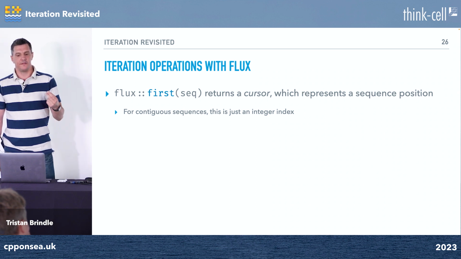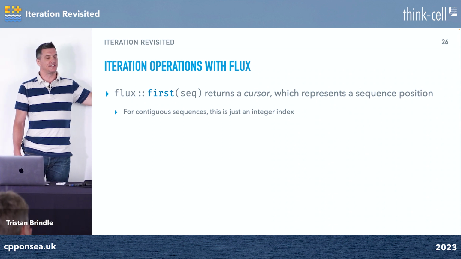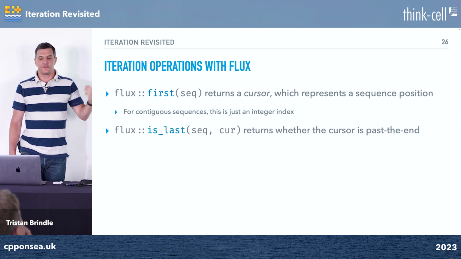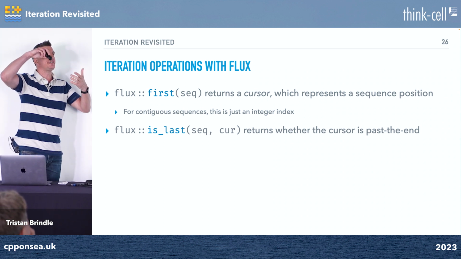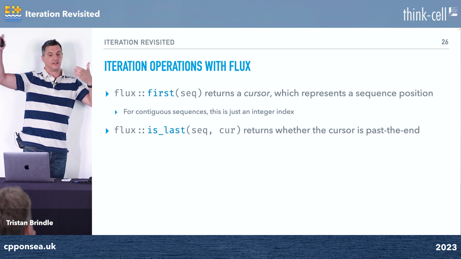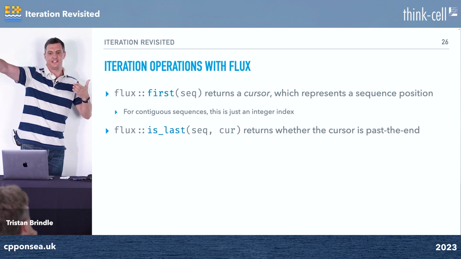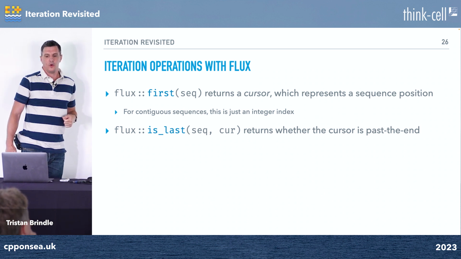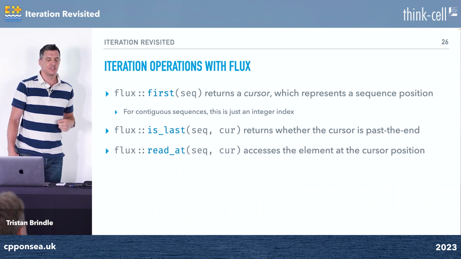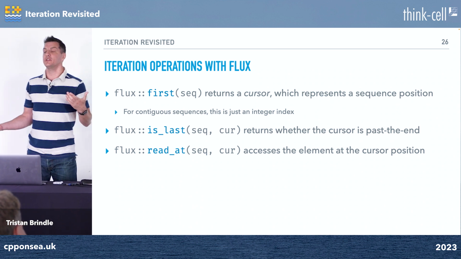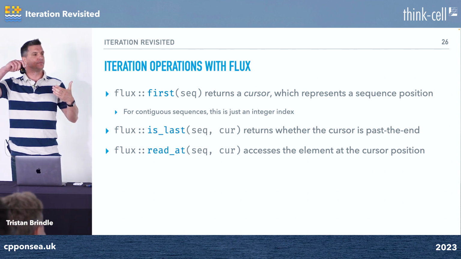Okay, so first returns you a cursor representing the position at the start of the sequence. We have this function isLast. This is our end check. What this does is it says to the sequence, please can you tell me whether or not this cursor is a past the end cursor, whether I have finished iterating. We have our read operation. In Flux, this is called read_at. So read_at says to the sequence, please will you give me the element corresponding to this cursor position. Okay?